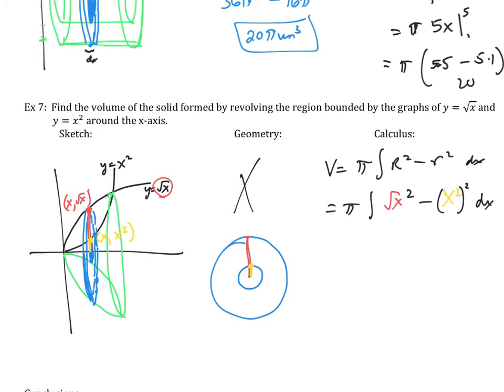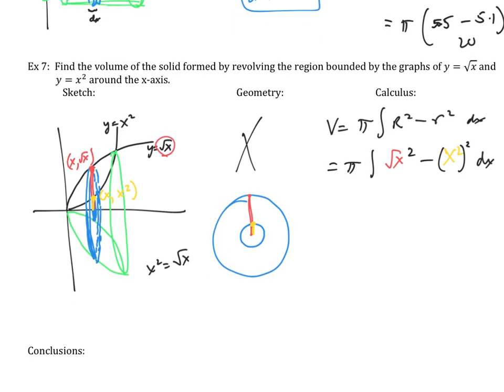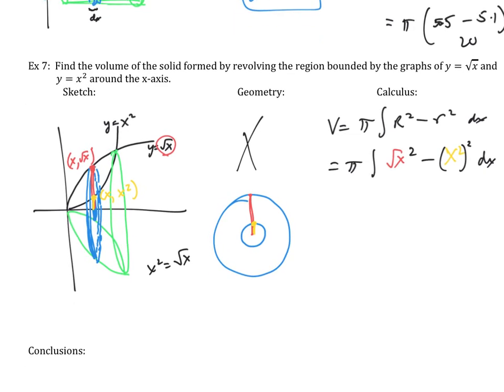And then my limits of integration. So I am starting my slices at x equals 0, and going to the point of intersection between x squared and radical x. If we're looking for a point of intersection, you might already know this if you're real familiar with these graphs. If not, we can do a quick solving here. Let's square both sides. So I get x to the 4th equals x.